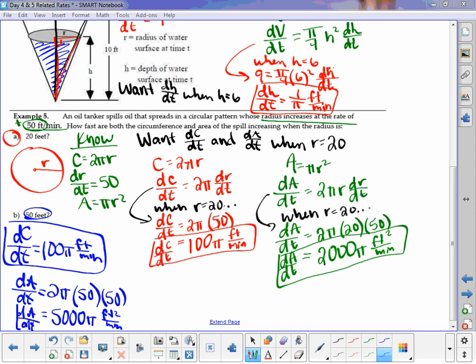Does it make sense for my area to be a positive rate? Yeah, oil's spilling into it. The radius is increasing, so hopefully my area is also. Okay. Alright, questions with that one? Alright, let's go take a look at 6. It's still similar, but I want to make sure we get our derivative okay.